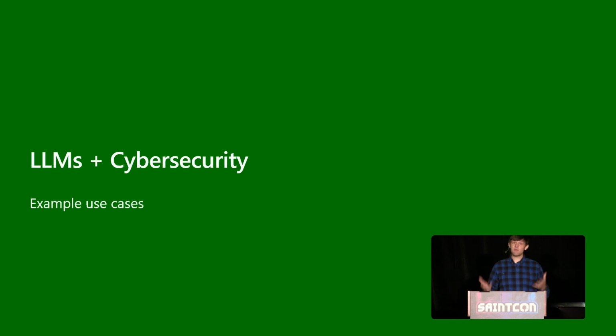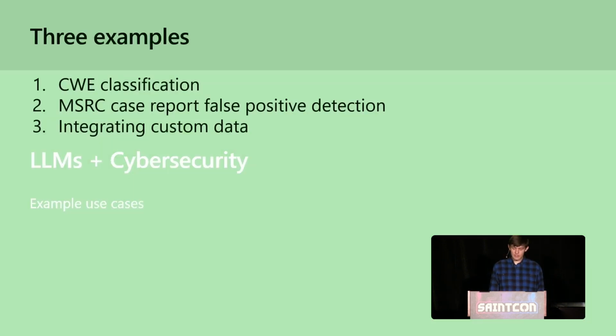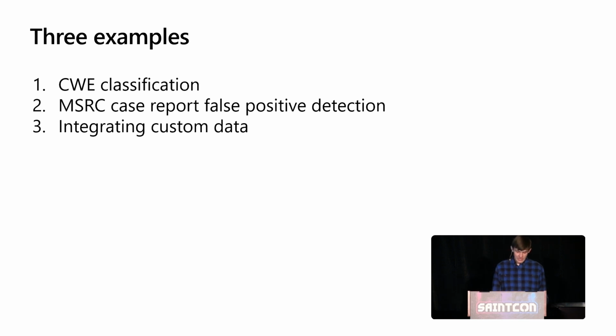So that's a little bit of background on how you can create an LLM app. Now I'm going to walk through some use cases, 3 examples. CWE classification, that false positive detection I was talking about, and then how you can integrate custom data into your app. The reason I chose these 3 examples is because they all involve text summarization, text completion, those kinds of things that LLMs are a good fit for. So LLMs are not a magic bullet, but there are certain situations where they can be really helpful.